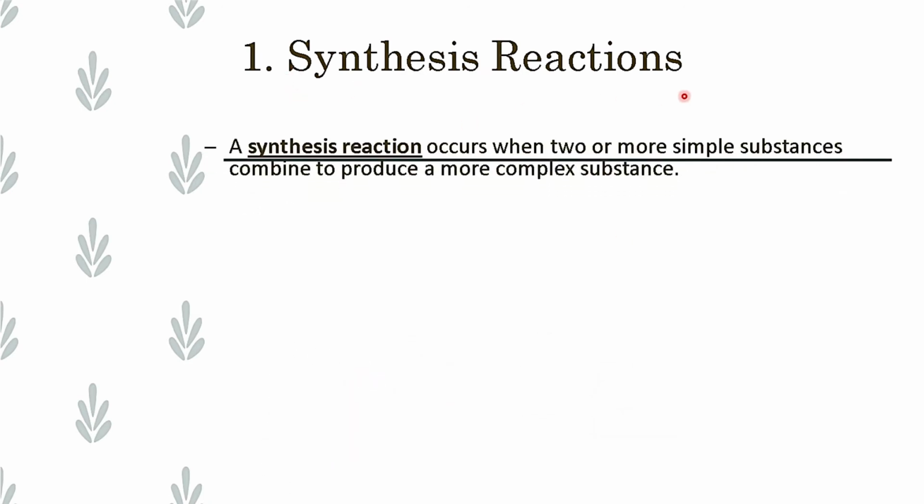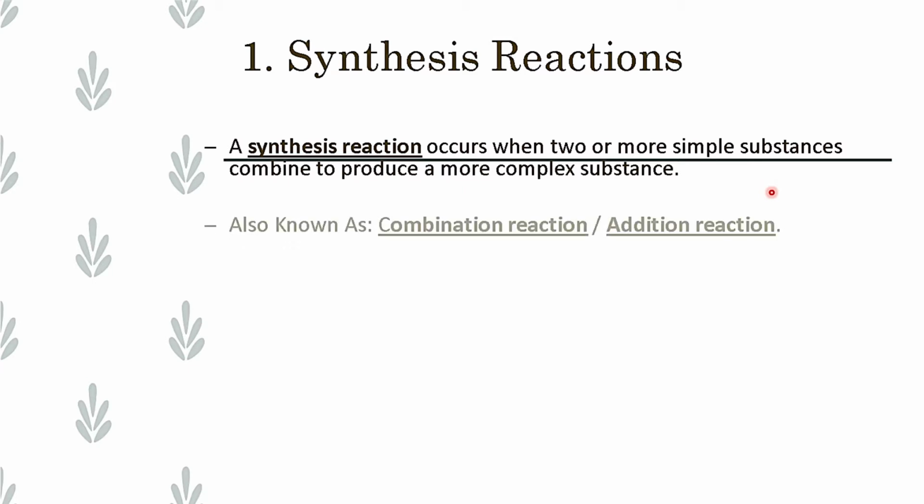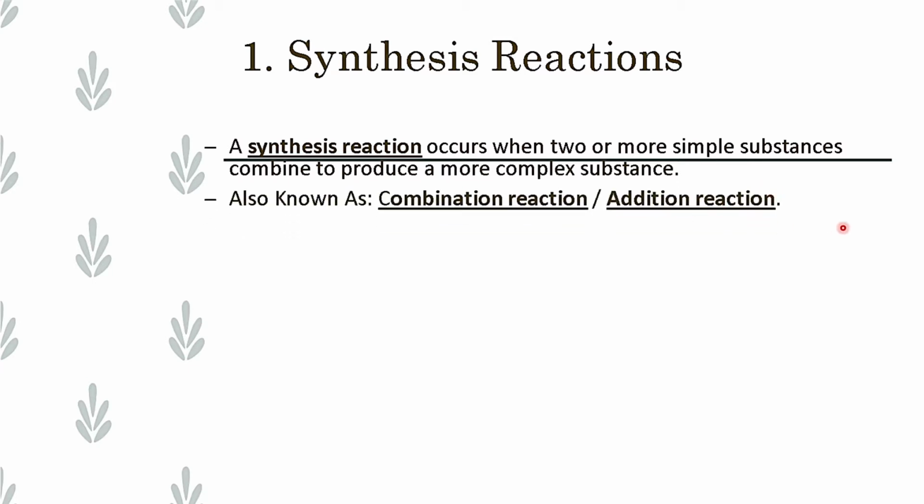A synthesis reaction occurs when two or more simple substances combine to produce a more complex substance. It is also known as combination reactions or sometimes addition reactions. This is the general equation for synthesis reaction. Here you can see two simple substances are combining and forming one complex product.